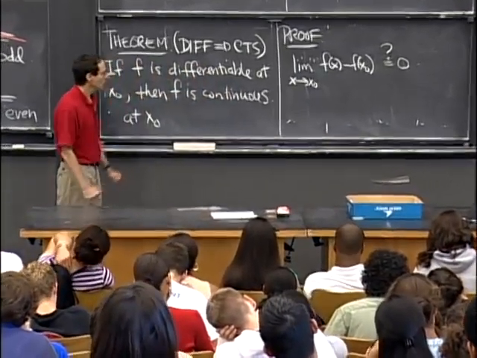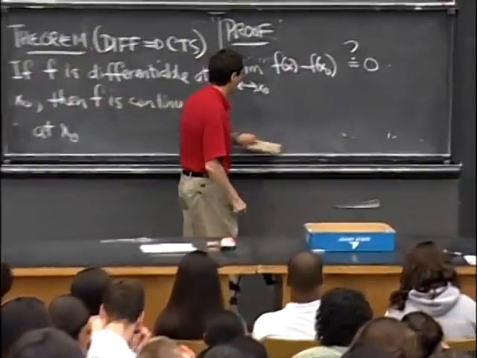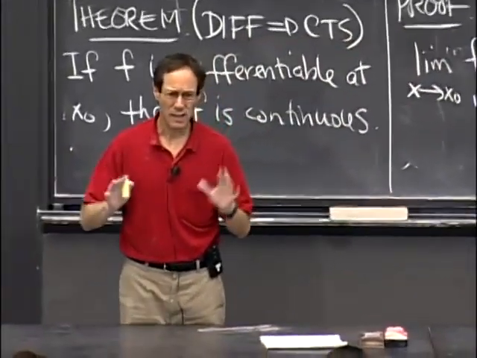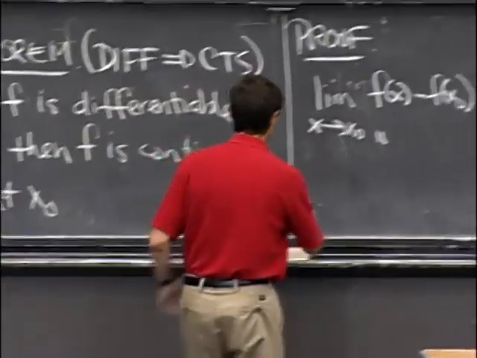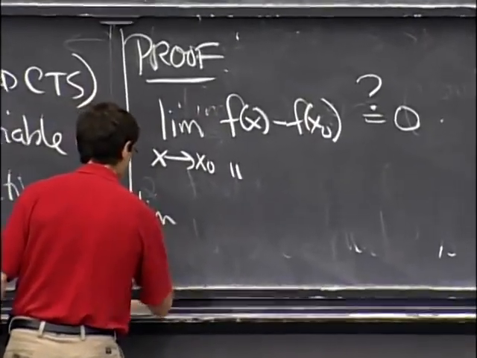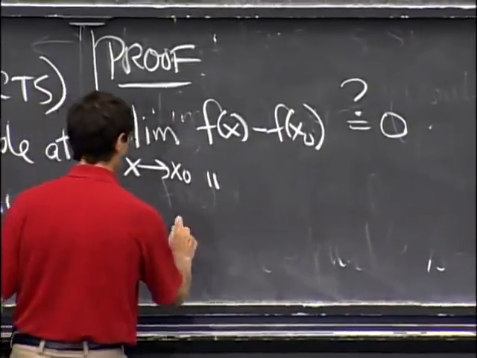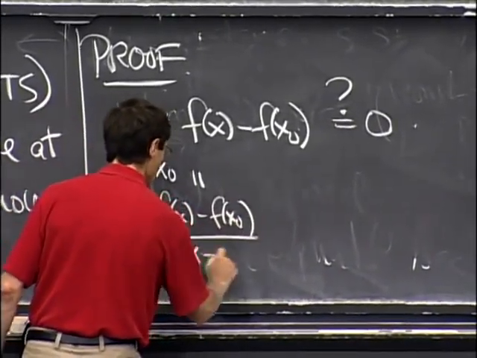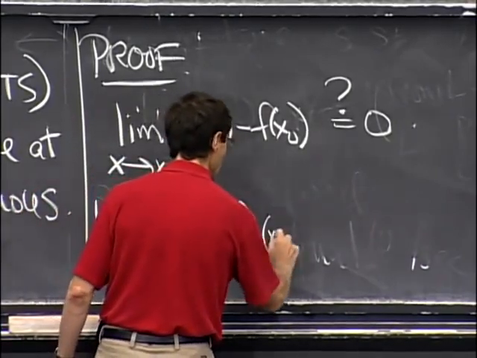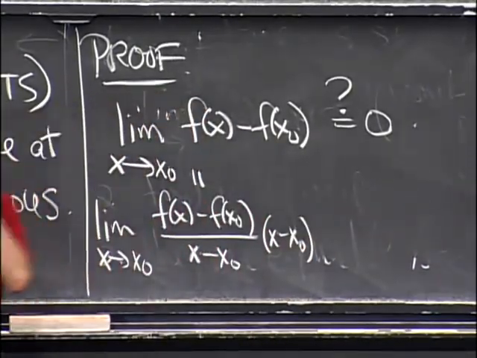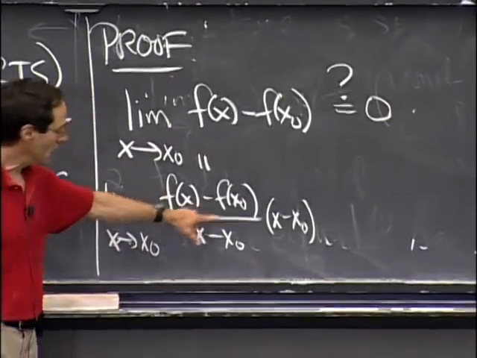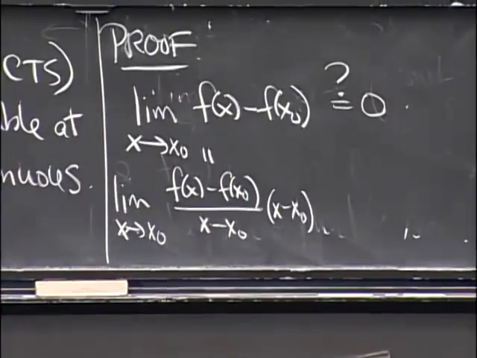And now, the way this is proved is just by rewriting it, by multiplying and dividing by x minus x0. So I'll rewrite the limit as x goes to x0 of f of x minus f of x0, divided by x minus x0, times x minus x0. Okay, so I wrote down the same expression that I had here. This is just the same limit, but I multiplied and divided by x minus x0.